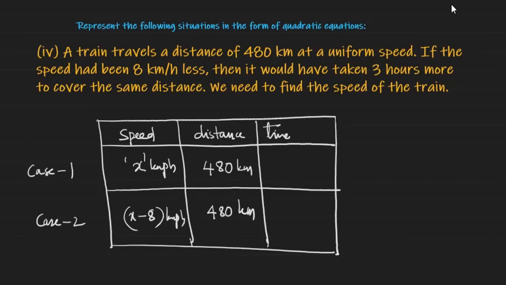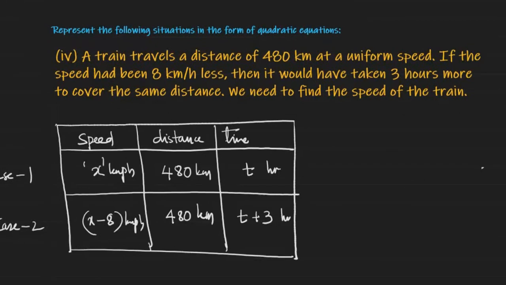What happens to the time? It would have taken 3 hours more to cover the same distance. So we don't know what the time taken in the first case is. Let it be t, but this time it will take 3 hours more. Therefore it is t plus 3. Let time be in terms of hours.